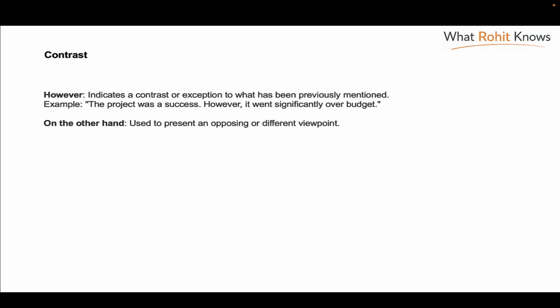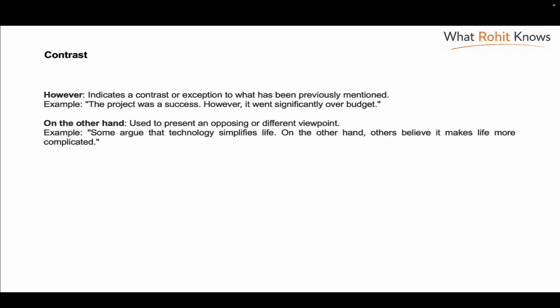On the other hand is another linking word or phrase that you use. This is used when you want to put together completely opposing or different viewpoints. For example, you wanted to say project A was a success. On the other hand, project B was a huge failure. So then it's a direct comparison, a different viewpoint. So you can use, on the other hand.